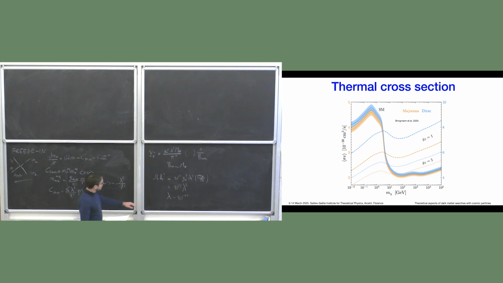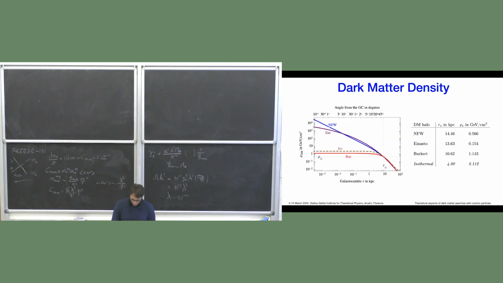This is the reason why this mechanism is so unfortunate for indirect detection, okay? Because with this kind of coupling, it's basically impossible to get an indirect detection signature. But we don't know what nature decided for us. So we have to keep in mind that this is a perfectly reasonable model to consider.